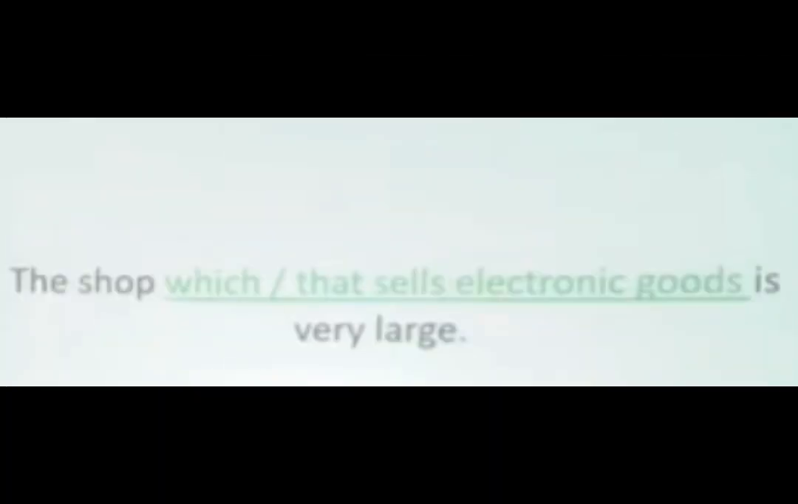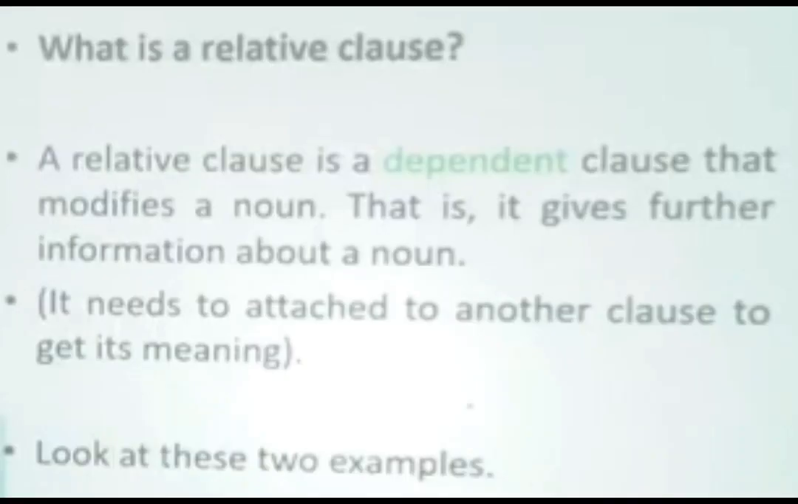However, we have another type of clause which is a relative clause. The shop which sells electronic goods. What is in green is a relative clause. The other one is a main clause. What is a relative clause? Simply, it is a dependent clause, as I said before. It should be linked or attached to another clause that modifies a noun. That is, it gives us further information about a noun. It needs to be attached to another clause to get its meaning.